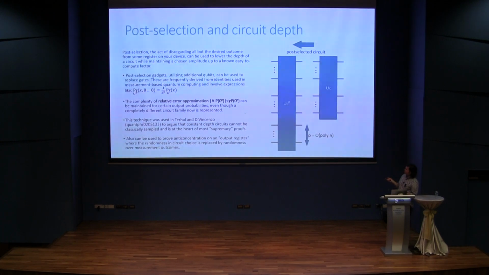So the complexity of relative error approximations is maintained under post-selection, which is a really important property. This technique was used originally by Terhal and DiVincenzo in 2002 to show the complexity of multiplicative approximations to quantum circuits. And it is at the heart of most supremacy proofs, actually, for two reasons. Firstly, this thing about relative error approximations, and secondly, anti-concentration emerges also when you post-select in the right way.